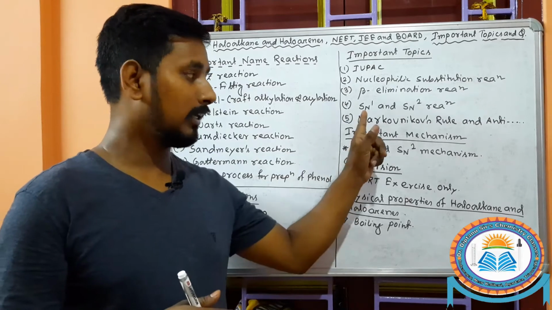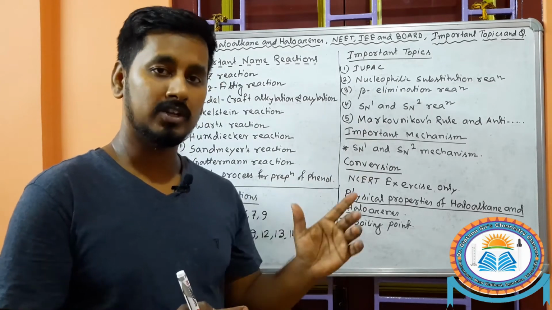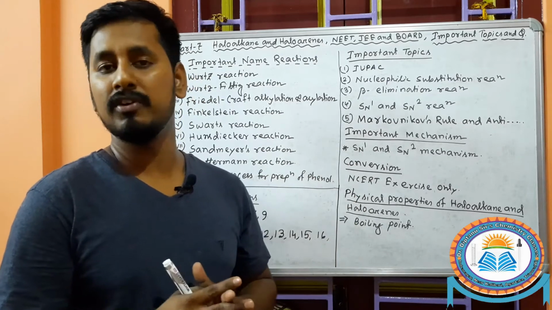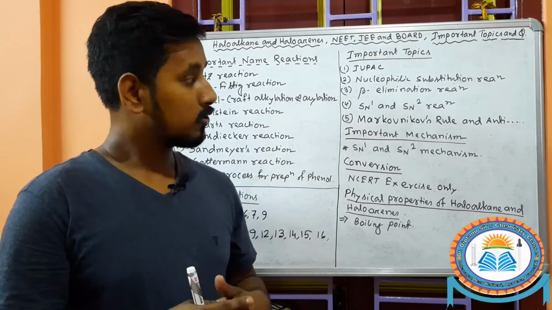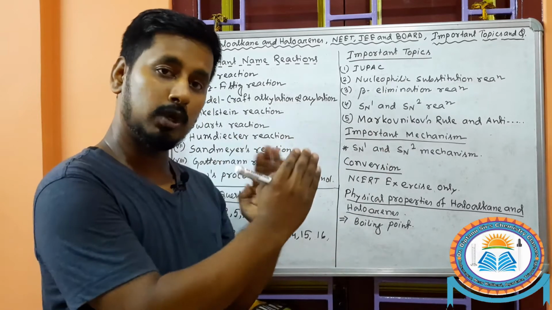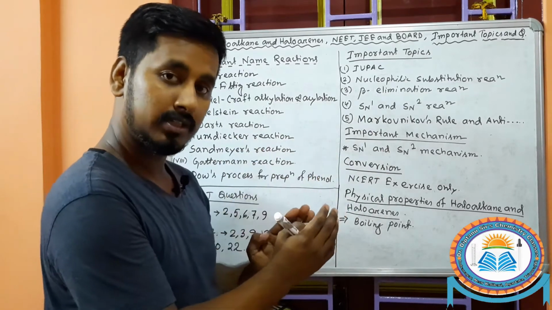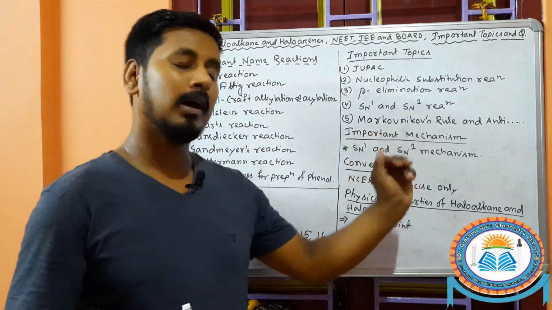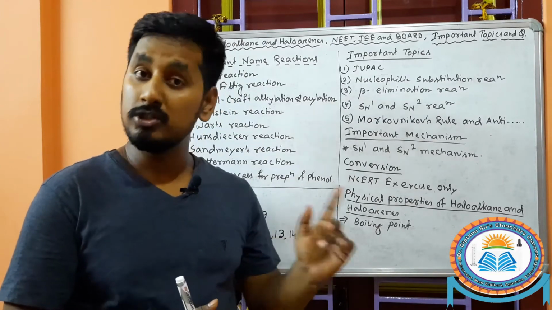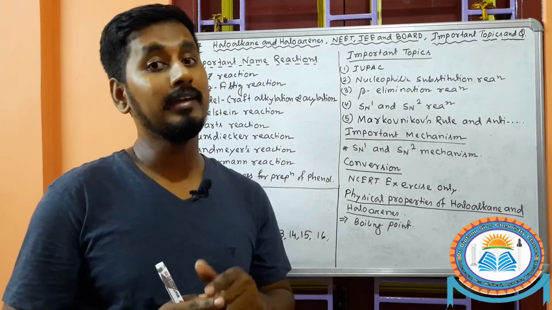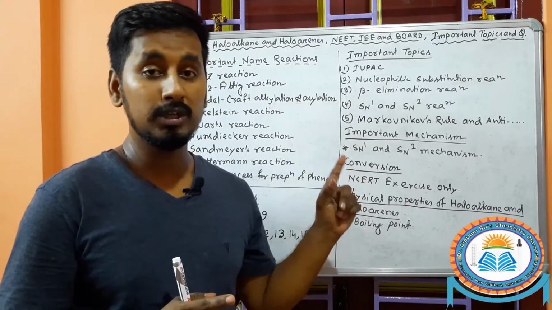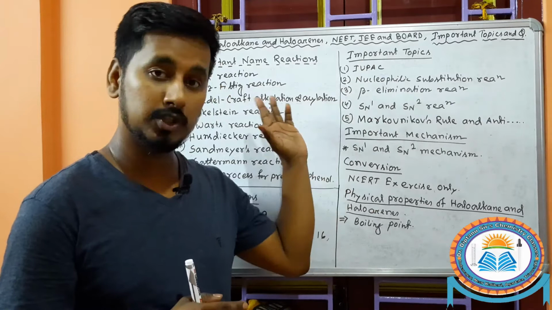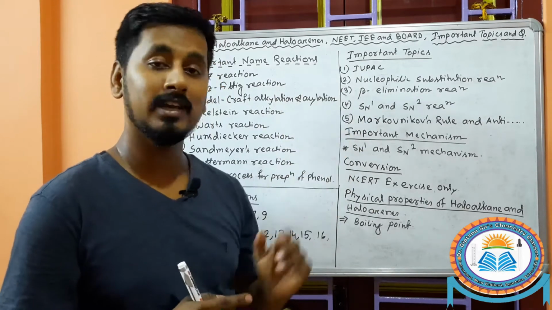We know that SN1 reaction follows racemization, and SN2 follows inversion of configuration. So the question may be like that: among these two compounds, which one shows inversion of configuration, which one shows retention of configuration? Now after that the Markovnikov rule and anti-Markovnikov rule. These two rules are also important. These are not only important for your board examination, these are important for your NEET and JEE examination also.